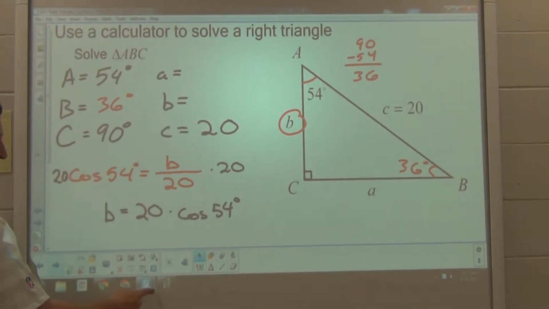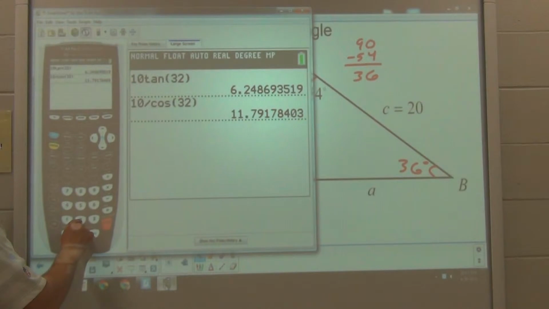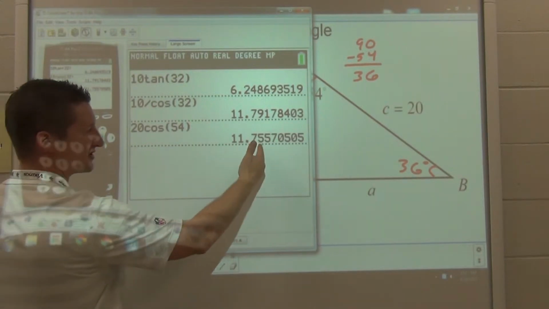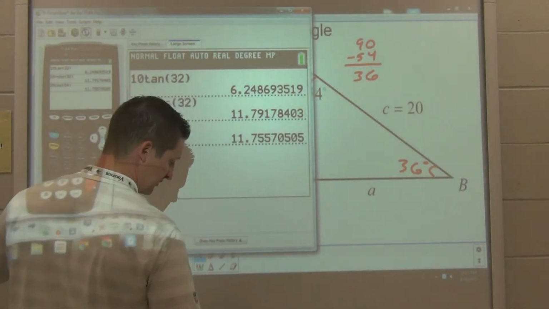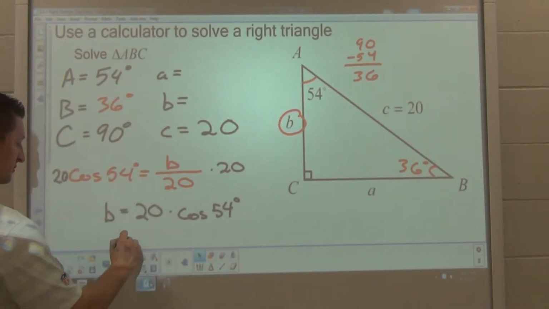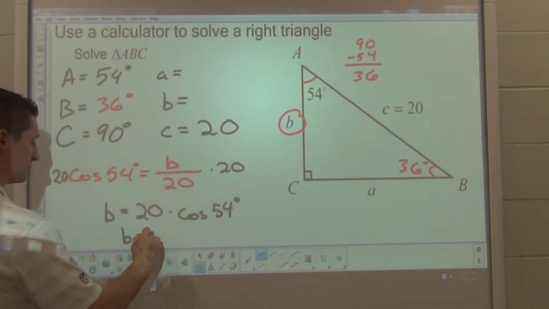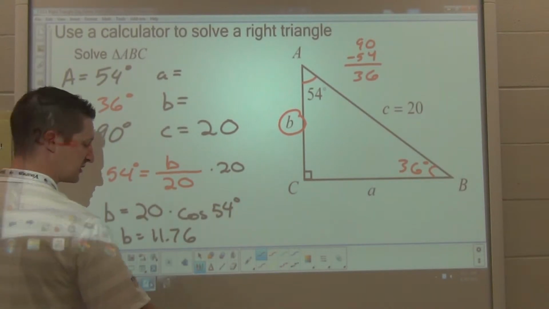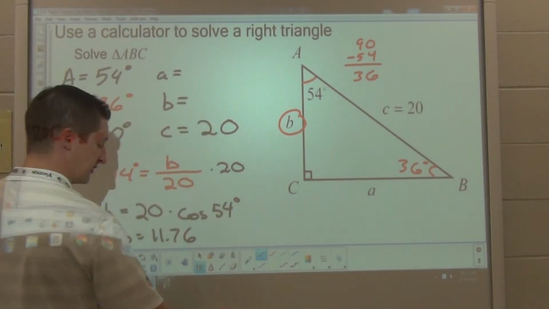That's an expression that I type into my calculator next. So 20 times the cosine of 54. I hit enter, I get a value. So 11.76, we'll round it to 11.76. So B is equal to 11.76. Now, as I fill it in, B is equal to 11.76.